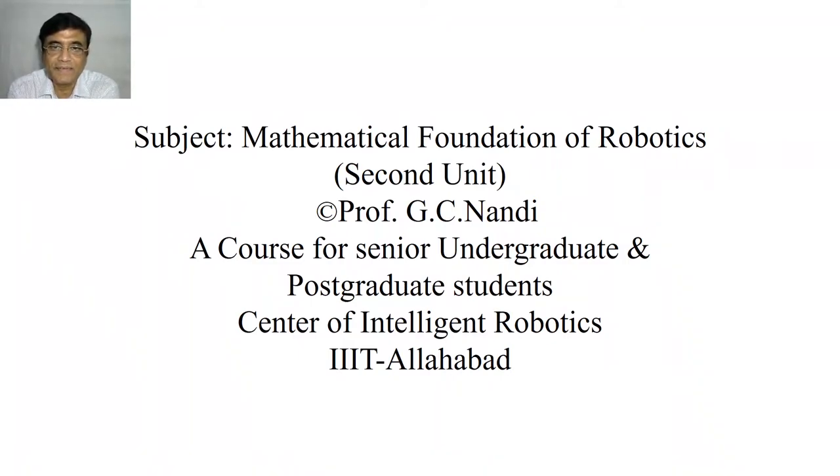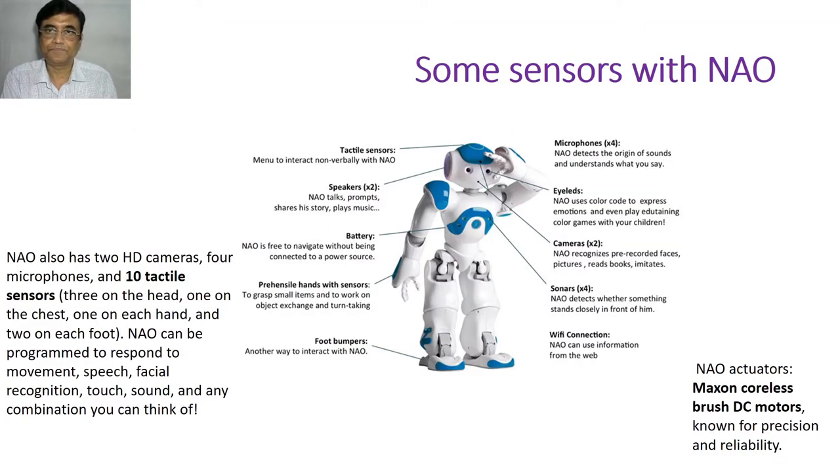So good morning and welcome to another episode of Mathematical Foundation of Humanoid Robot. We are talking about humanoid robots and how to model them. In that context, we have learned the fundamental modeling technique using the H principle, making a joint relation in the form of forward kinematics. This is what we have done.